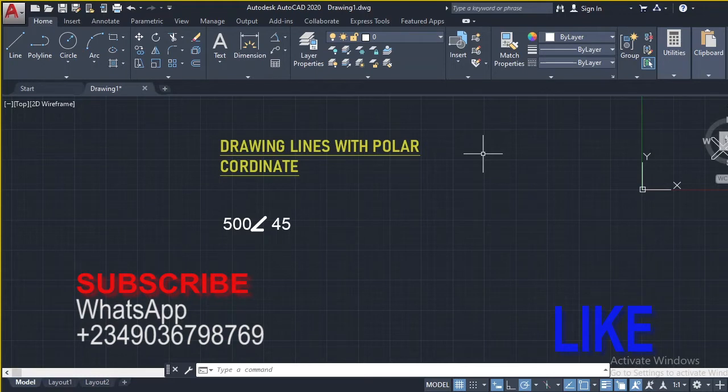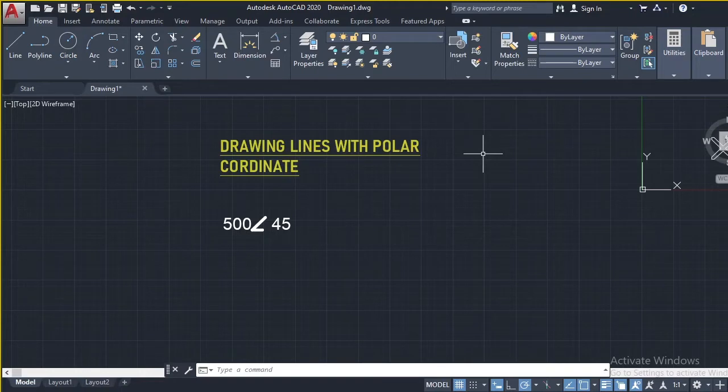So I will assume we all don't know for the purpose of this video. Polar coordinate is a mathematical term, like I said. Look at what I have here. This stuff highlighted in blue. So we have 500. Then this symbol that looks like less than is a symbol for an angle, and the 45 is the angle. So when you are talking of the polar coordinates, you are talking of something that has a distance and an angle.